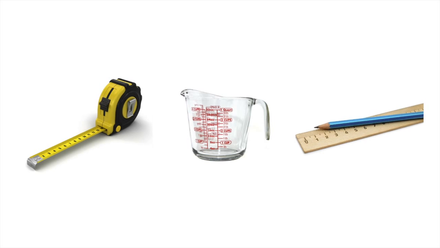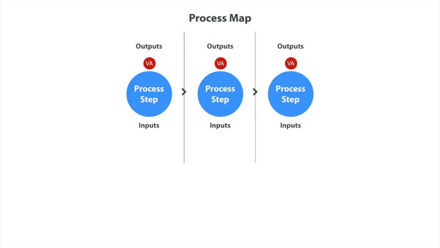And out of the many tools available in the Lean toolbox, the process map is the primary one that you will use. Now, a process map illustrates the steps of the process. It details the inputs and outputs of each step and gives the team an opportunity to discover improvements.